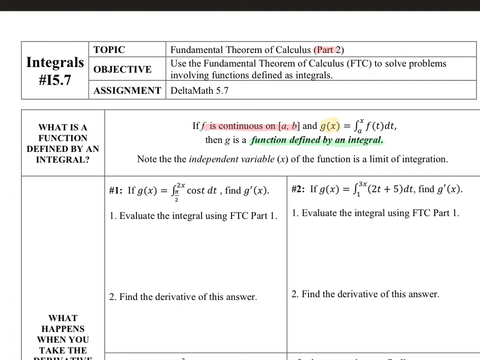The key to this is seeing that my independent variable, this x, appears as a limit of integration. It appears as my upper limit. So when I go to evaluate a function like this and I want to substitute a value in and say, find, for example, g of 2, where I'm going to plug that 2 in is this upper limit, and then I'm going to take an area approach to evaluate that integral.